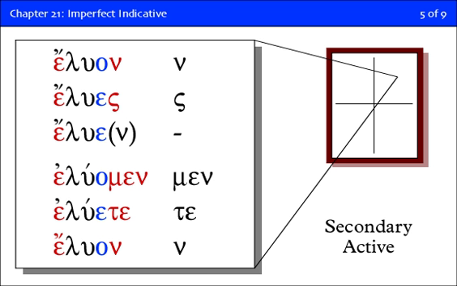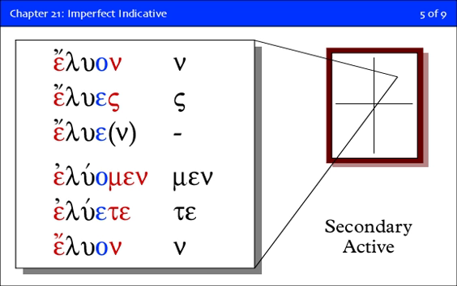You remember in the master personal ending chart, there are 4 quadrants to this chart. We know the top left and the bottom left. Okay, those are the primary active and the primary middle passive. In this chapter, we're going to learn the other 2 parts of the master personal ending chart. In the upper right, we find the endings that are secondary active. And so, for example, the paradigm eluo is eluon, elus, elue, eluamen, eluete, eluon. And the true endings are nu, sigma, nothing, men, te, nu.